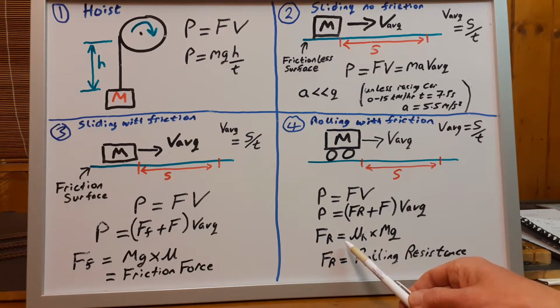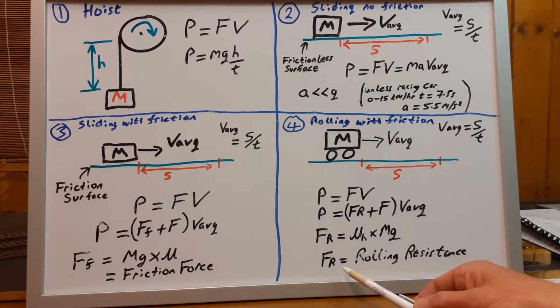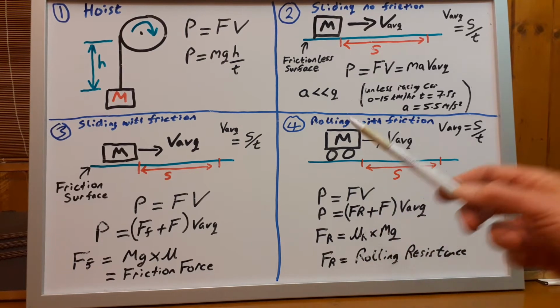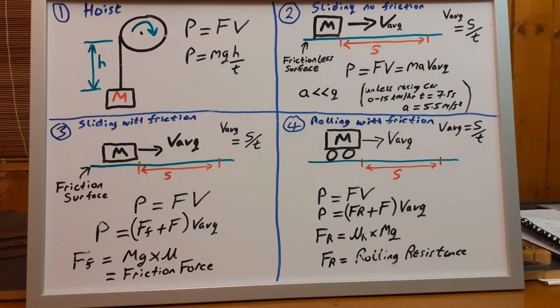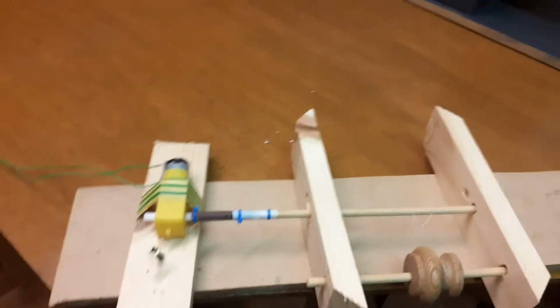So your friction force is μr multiplied by mg, and Fr is your rolling resistance. Now, I'm going to just pause for a while and show you the test setup I used for this experiment. This is a test setup using the yellow motor.